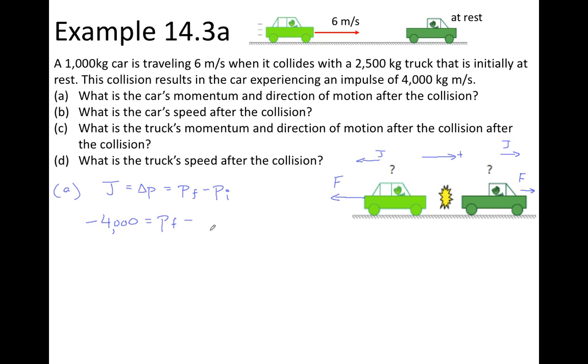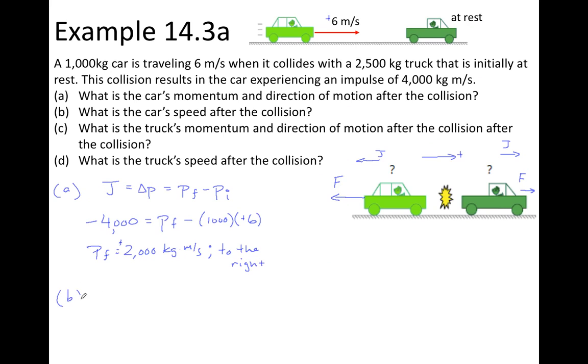And we know how to calculate momentum. It's mass times velocity. So the mass of the car is 1,000 and the velocity is positive 6 because the car is initially moving to the right. That makes its initial velocity positive. And when we calculate the final momentum, we end up getting 2,000 kilogram meters per second. And since we got a positive value, this means that after the collision, the car is going to continue moving to the right, which is its direction of motion.